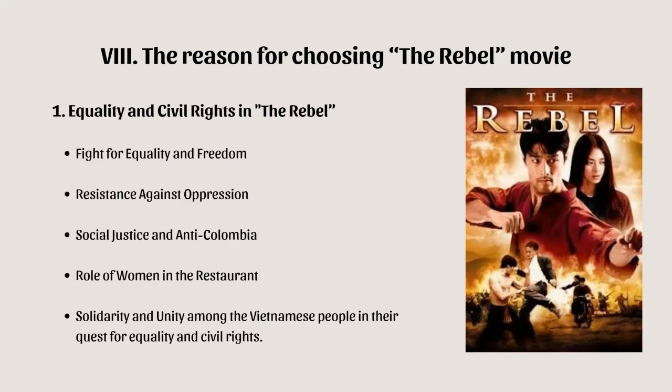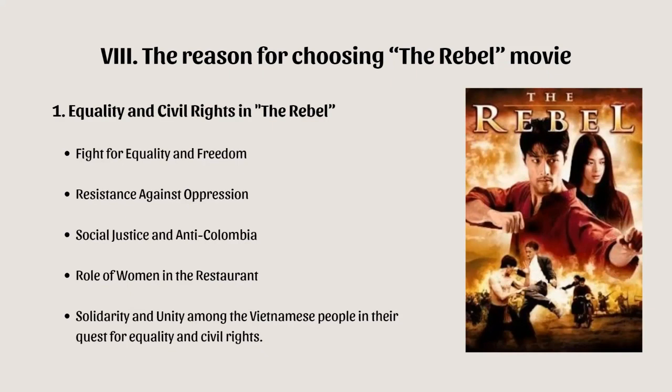They seek to establish a society where all individuals are treated with equal rights and opportunities, regardless of their background or social standing. The second is resistance against oppression. The central theme of the film is the resistance against oppression and the determination of the Vietnamese people to attain equal rights and civil liberties. Gương's transformation from a gangster to a revolutionary fighter symbolizes a shift toward a more just and egalitarian society.